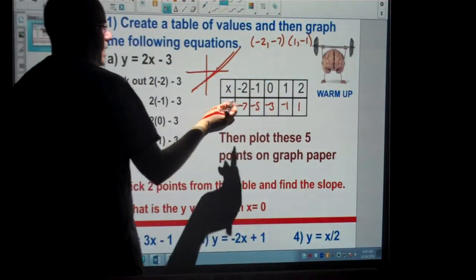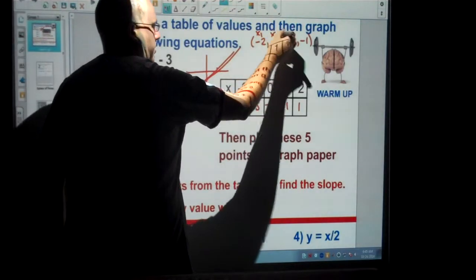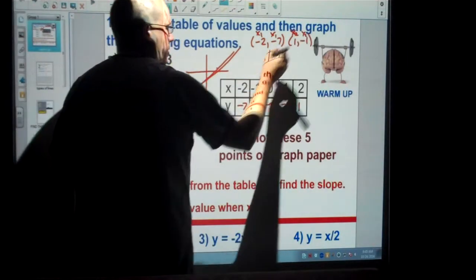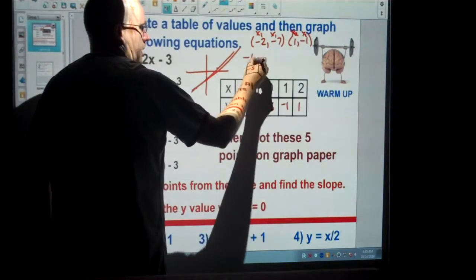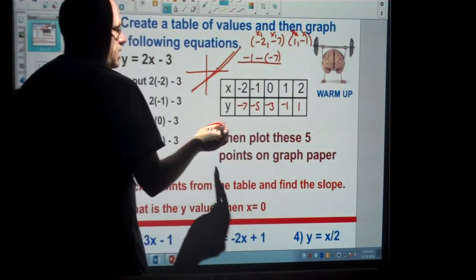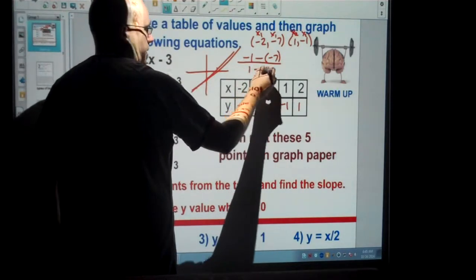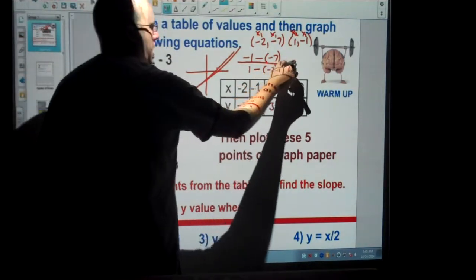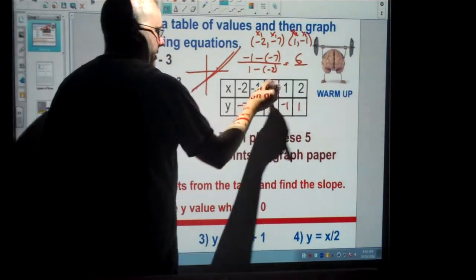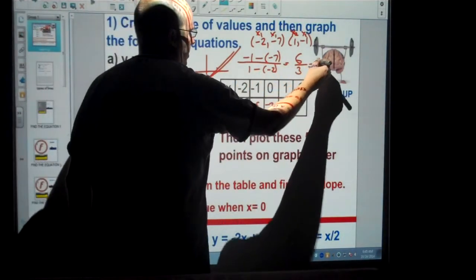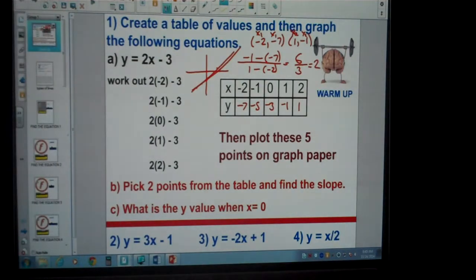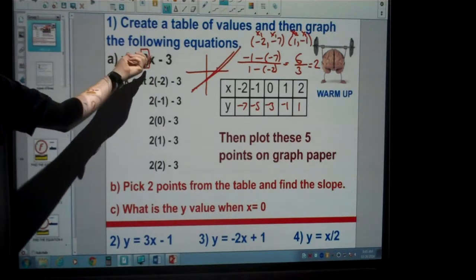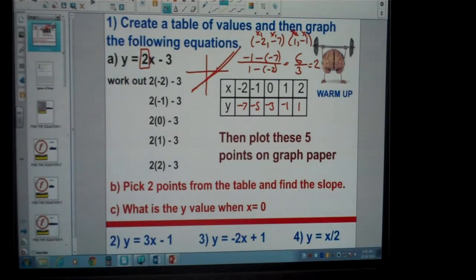And if I use that formula from last time, so I'm going to label these as x1, y1, x2, y2. You do y2 minus y1, so -1 take away -7, divided by 1 take away -2, x2 minus x1. Then I should get, and you've got to be careful with all the negative signs here, 6 divided by 3, which is 2. Notice that 2 is relevant from our original question. And actually, the slope of the line, if it begins with y equals, this first number, or how many x's you have, is going to tell you what the slope of the line is.